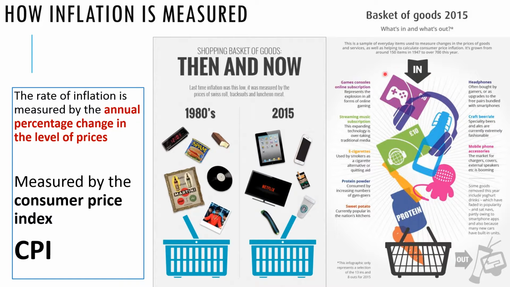The government monitor the prices of all these goods and services, in fact about 700 of these, and they say on average, have these prices gone up or down compared to last year, by what percentage, and then they publish those figures.